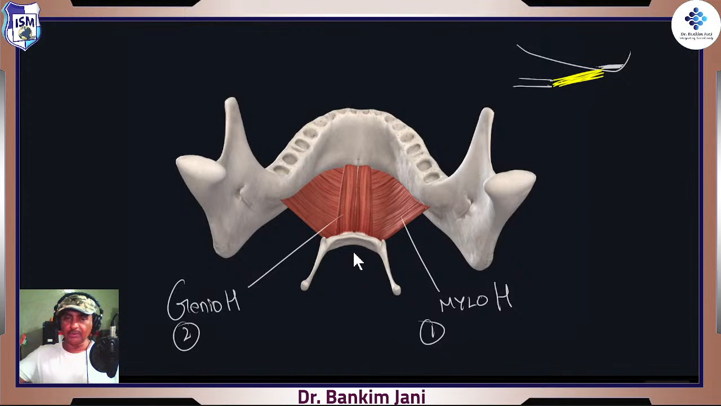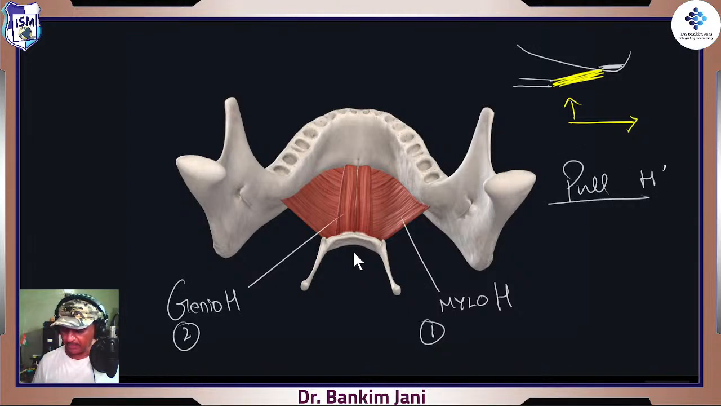So when they contract, what will they do? They will pull the hyoid bone forward, and because they are connected at a higher level, when they contract, they will also pull it up. That's the function of both Mylo and Genio. They pull the hyoid up and forward.